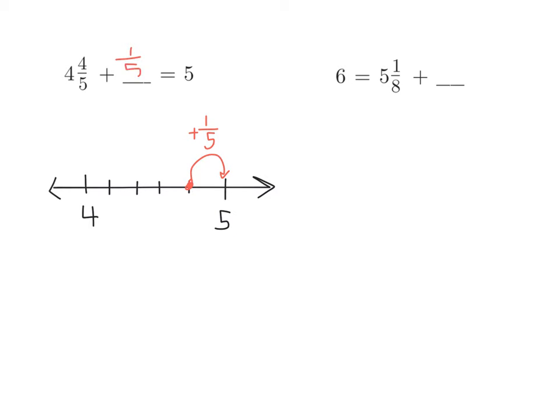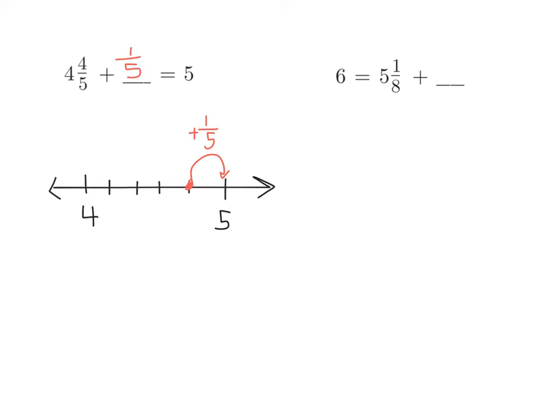1/5. Okay, this is kind of like what we were talking about yesterday with rounding. We have to think about how far one number is away from the next whole. Okay, a number line can really help us with that. Our next example, it's the same thing. It's just the order is switched a little bit, right?